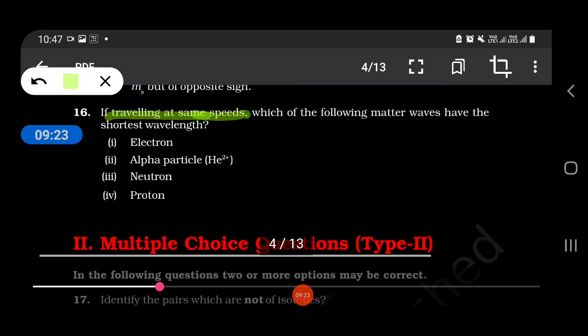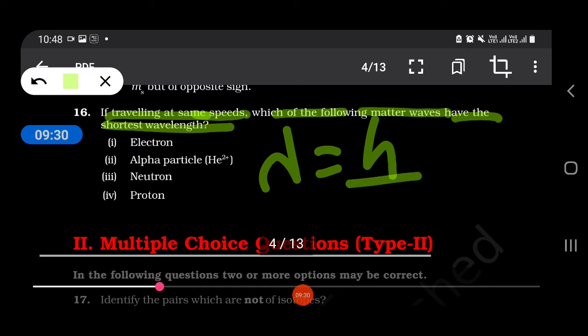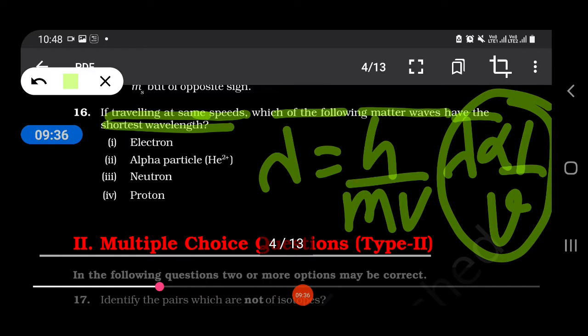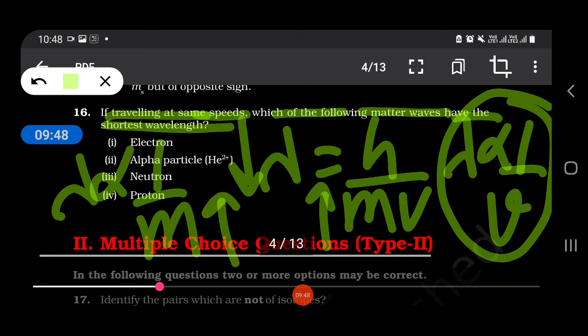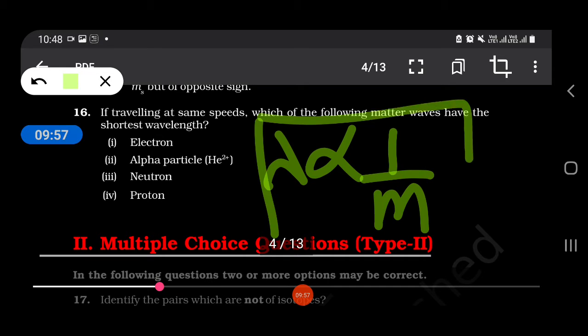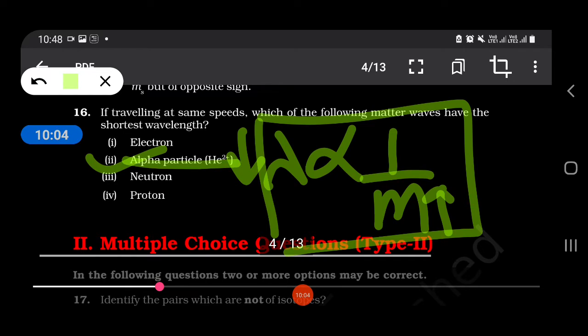If traveling at the same speed, which of the following matter waves has the shortest wavelength? Since lambda equals h upon mv, lambda is inversely proportional to velocity and mass. So when velocity is constant and you increase mass, the lambda will decrease. The alpha particle has the maximum mass, so its wavelength will be the shortest.